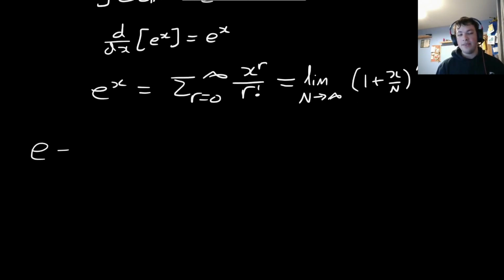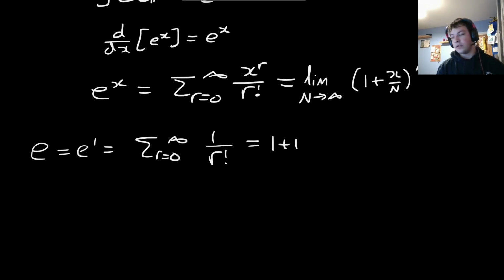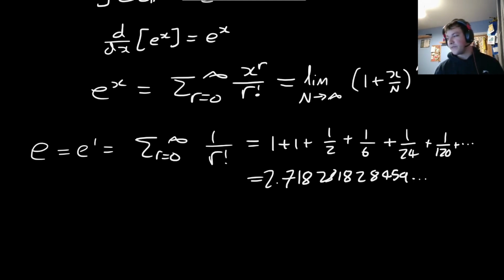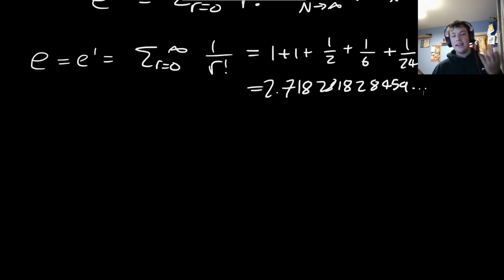And we can also say that e is e to the power of 1, so that's going to be the sum from r equals 0 to infinity of 1 to the power of r over r factorial. So 1 plus a half plus a sixth plus a 24th plus a 120th plus. And so that's where we get this number 2.71828182845 and then it keeps going. And so that's how you differentiate e to the x.